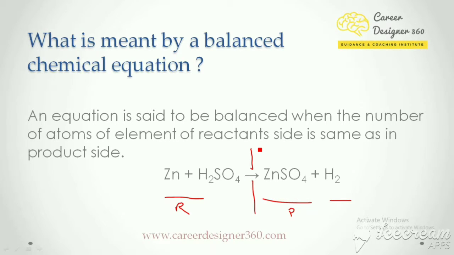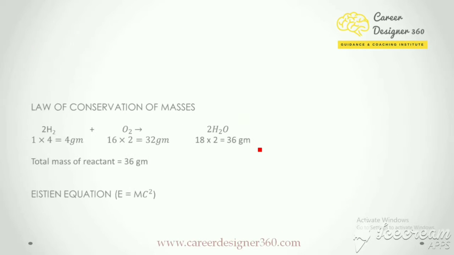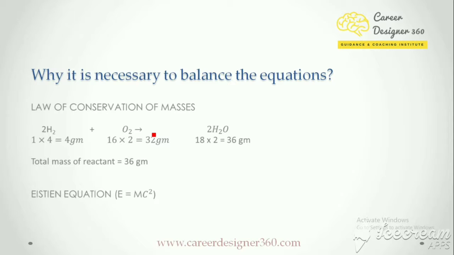Now the question arises, why is it necessary for us to balance an equation? All chemical equations are guided by a law, namely the law of conservation of mass. It states that the total mass of the reactants is always equal to the total mass of the products, or that no mass is created or destroyed in a chemical reaction.